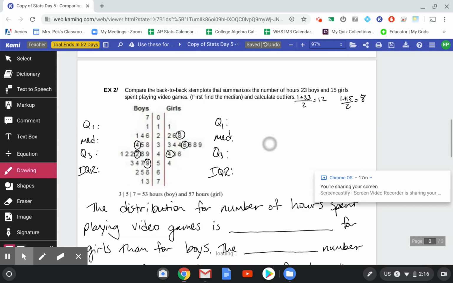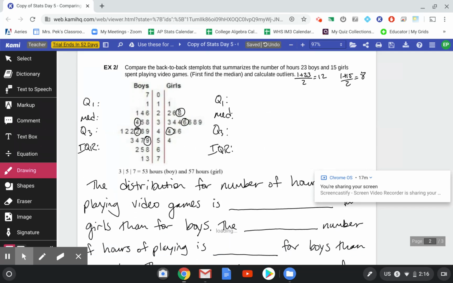All right, to our next example. So now we do have some data values, so we can do a little bit more with this.